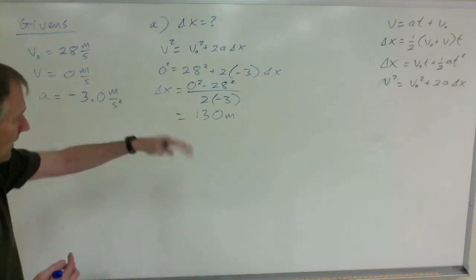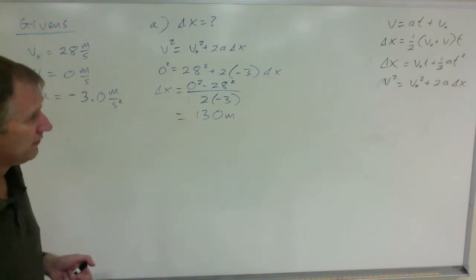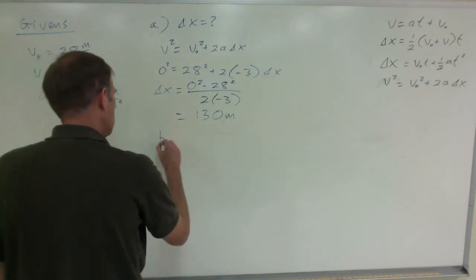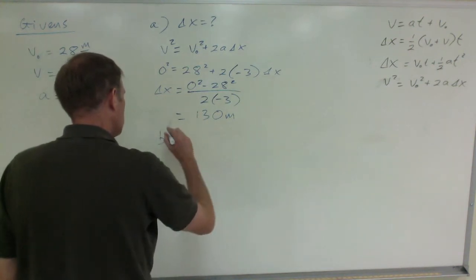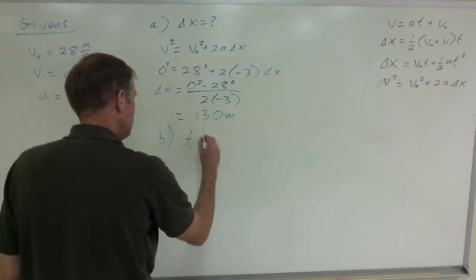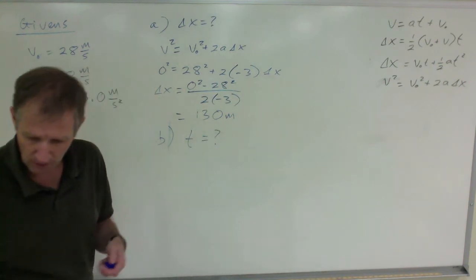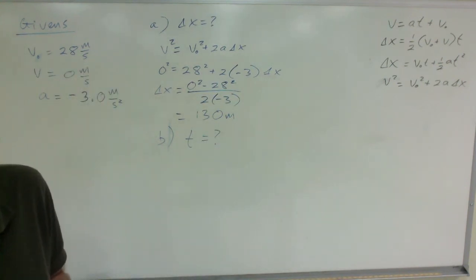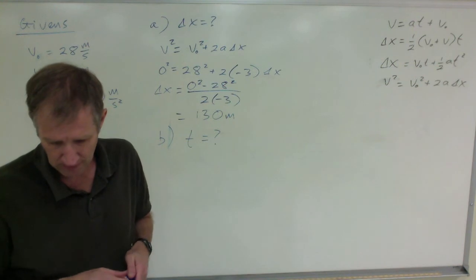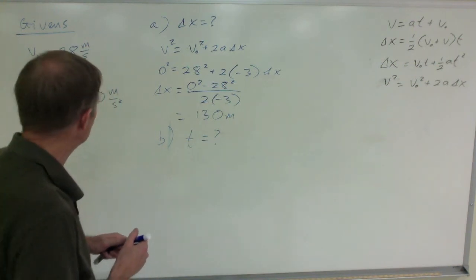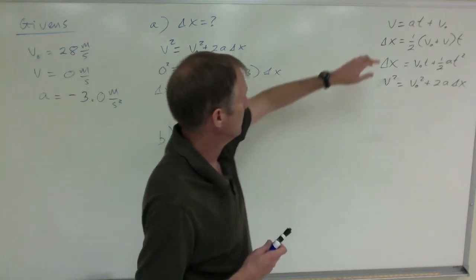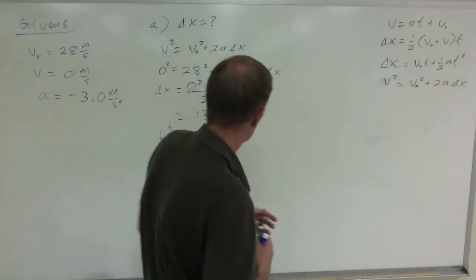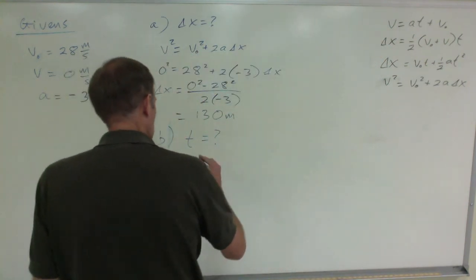When you're calculating, you should not round. You only round your final answer. So to do part B, we're looking for the time. There are a variety of ways to do this. How long does it take the car to stop? Probably the easiest way to do that is to just use this equation right here. Again, we could have done this first.